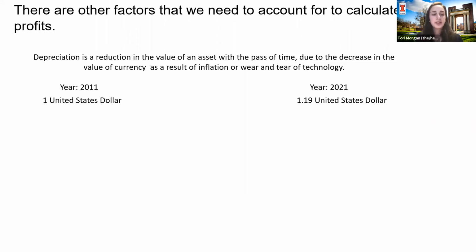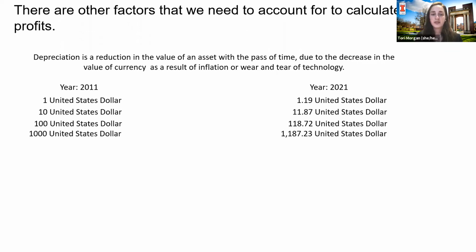For example, we can see that in the year 2011, one United States dollar equals $1.19 today. That might not seem like a lot, but when you have a larger sum of money, that's really going to make an impact over time. You can see how it changes from 10 United States dollars, to 100 United States dollars, and then 1,000 United States dollars is now $1,187.23.